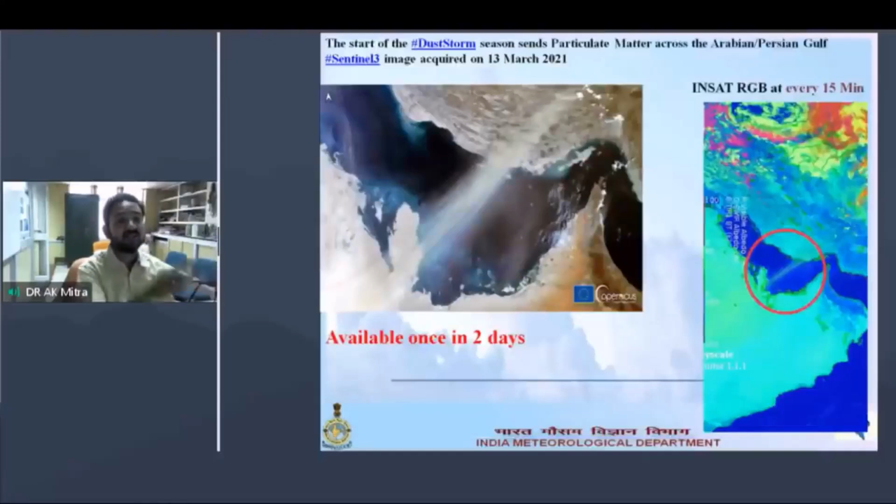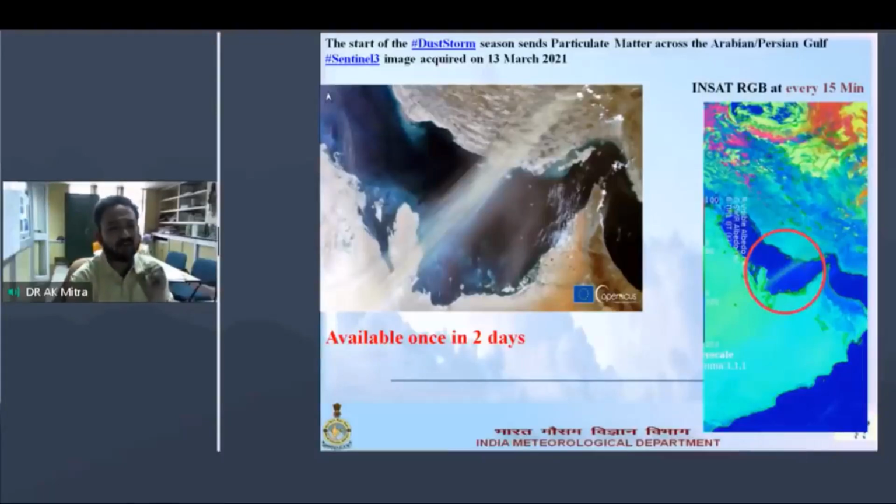Now this is the dust storm on 13 March. It was in the form of particulate matter, that is PM, across the Arabian Persian Gulf. Sentinel-3 has captured it. It's a very beautiful imagery. You can see the left side, but you can see the right side. That is our INSAT RGB, and the most important part is that the left side is available every 2 days, but on the right side you are getting it every 15 minutes. So what a forecaster basically needs is continuous monitoring.